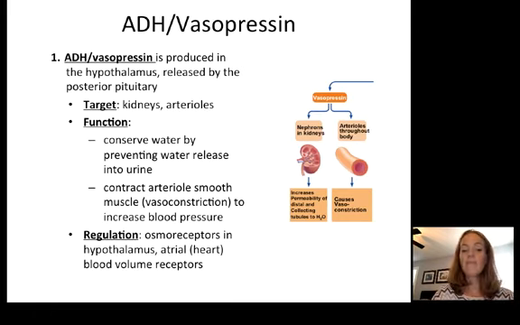Also, blood volume receptors in the heart or the atria of the heart can trigger release of ADH, and namely if blood volume or blood pressure is too low. So vasopressin or ADH will be released. It can then conserve water or constrict blood vessels. The net effect of that will be to increase blood volume and increase blood pressure.